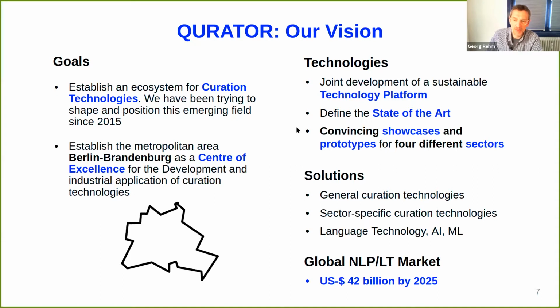Here I want to specifically highlight that we are developing solutions for general curation technologies, for sector-specific curation technologies, and you will get some examples later. And we make use of language technologies, of AI and machine learning technologies. This is all related in some way or shape to natural language processing and to language technologies. Just as an indication here, the global market is predicted to reach an astonishing $42 billion in just a couple of years, which is astounding. And this number is growing with every new study that is being published.